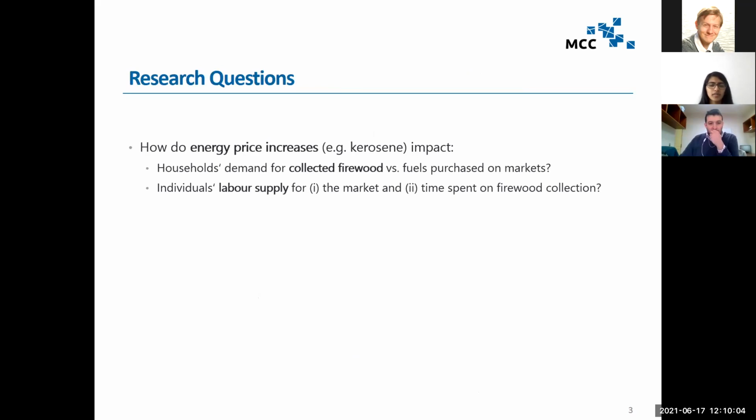The key research questions we ask in this study are, first of all, how do energy price increases, especially those of kerosene, impact households' demand for collected firewood versus fuels that they purchase on the market? These purchased fuels can include electricity, kerosene, charcoal, etc. And then we ask, how does it impact individuals' labor supply for the market, as well as the time they spend collecting firewood?